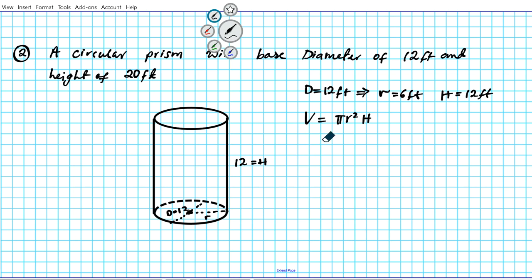So your volume is going to be pi times the radius squared times height. Okay? And then multiply everything together. And then your answer is going to be 432. We multiplied 3 lengths, so it's going to be feet cubed. Oh wait, there's a pi there, sorry. So 432 times pi. We want to keep it in the exact form.